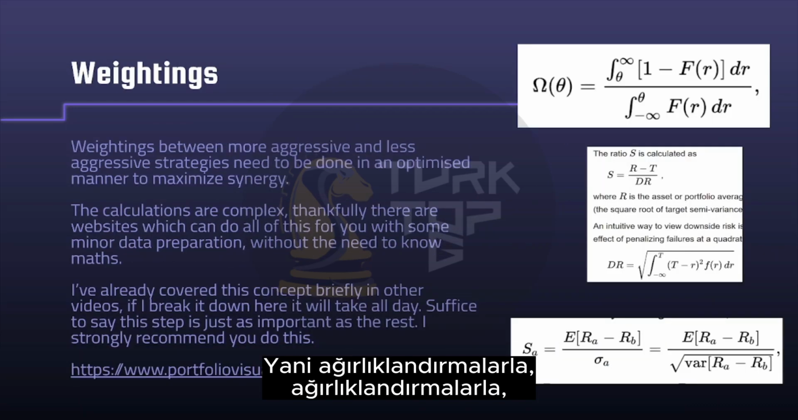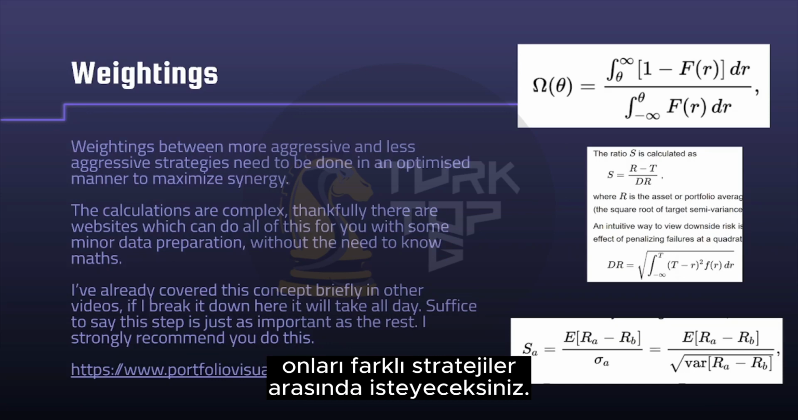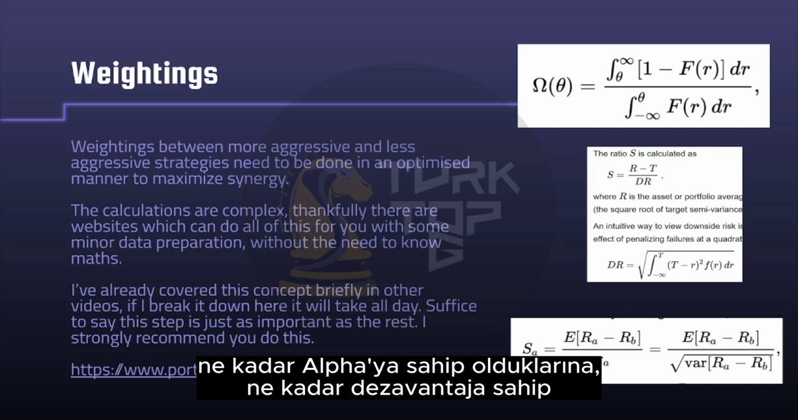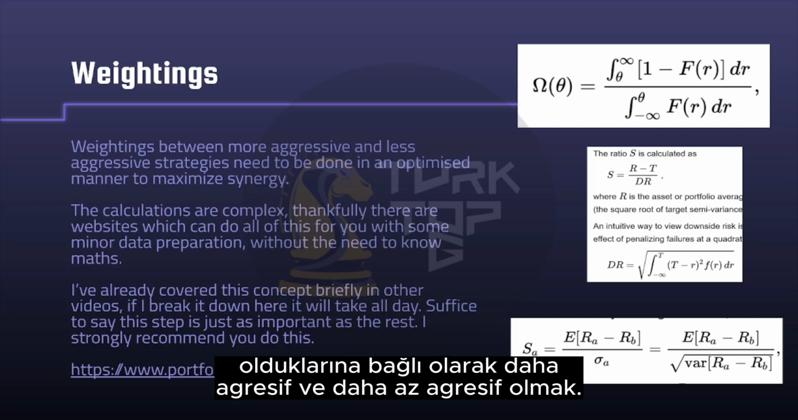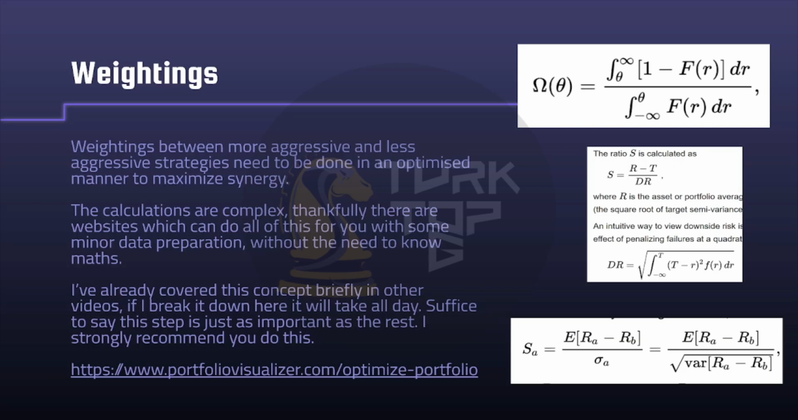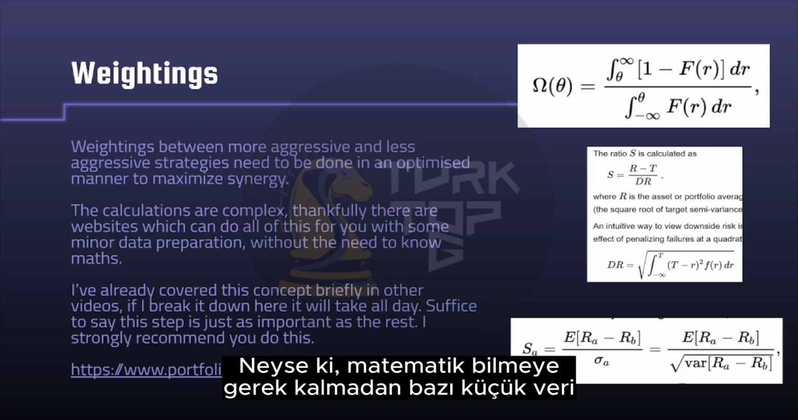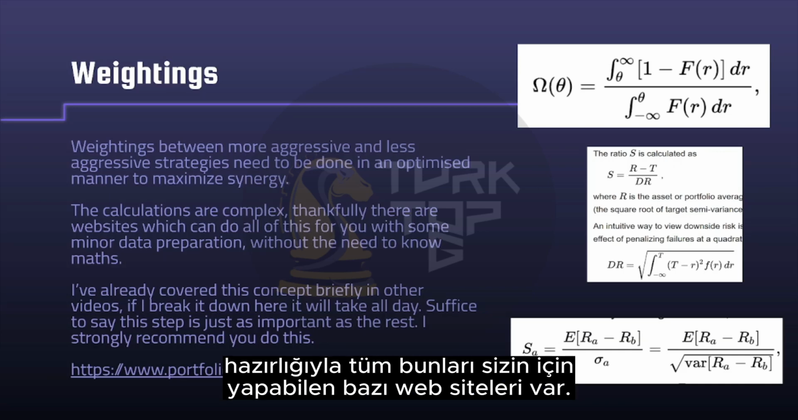So with the weightings, you'll want them between the different strategies to be more aggressive and less aggressive, depending on how much alpha they have, how much drawdown they have. You want to maximize the synergy between them all. The calculations are complex. Thankfully, there are some websites which can do all of this for you with some minor data preparation without the need to know maths.